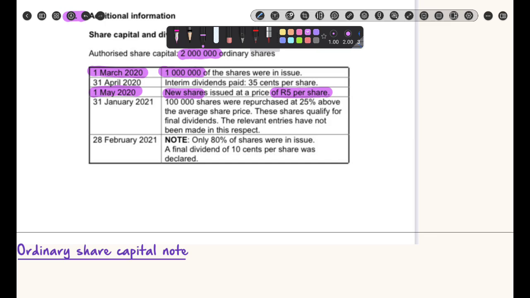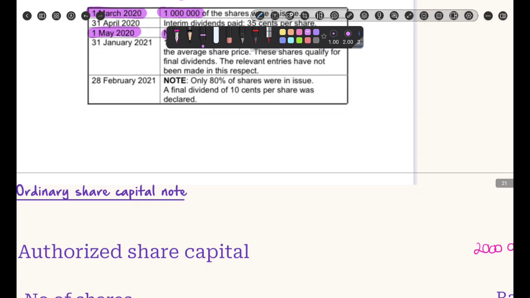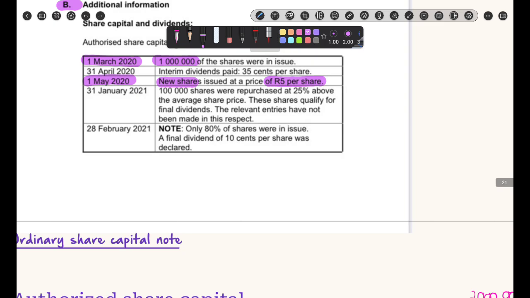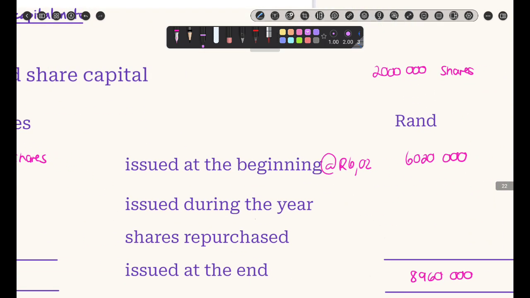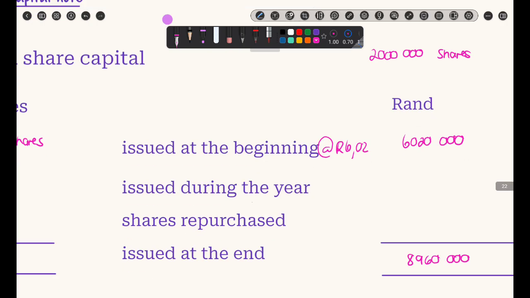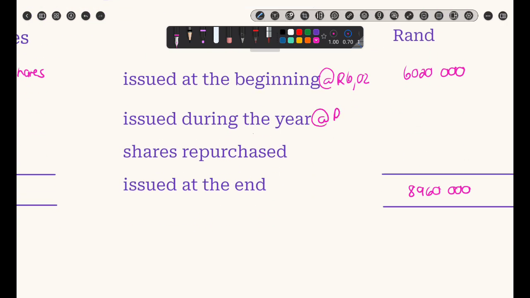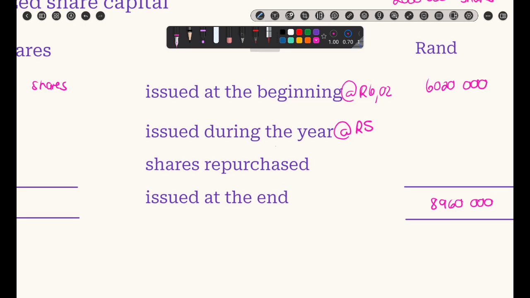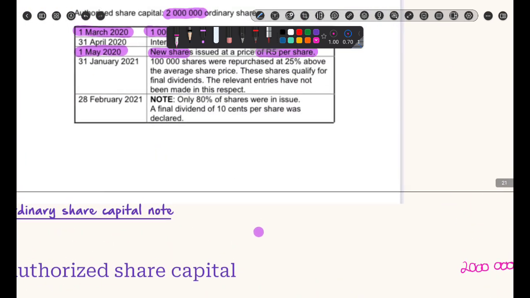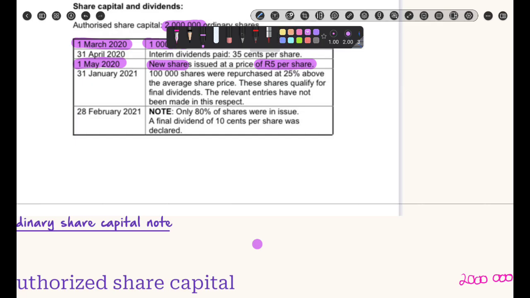So this is shares issued during the year. They didn't tell me how many shares, they didn't tell me how much I got in total for those shares. What they told me is just that they were issued at 5 Rand per share, right? So I'm just going to put that at 5 Rand per share over there because that's the only information I have for my during. Then I move on because that's the only thing I can fill in. So let's move on and see what else they've said.